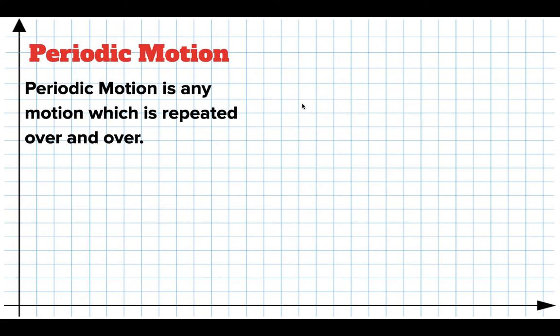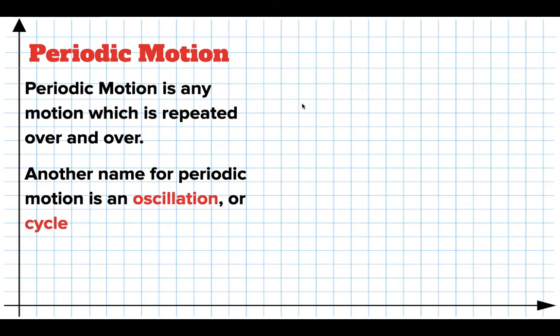Maybe you're pacing in your house back and forth, that's periodic motion. Okay? Another name for periodic motion is sometimes a cycle or an oscillation. So you may have heard that. If you've worked with cars, you may know we have a 4-cycle engine. That means there's 4 steps in the motion and then it repeats itself over and over and over again. So a cycle, an oscillation, or periodic motion all mean the same thing. It's anytime motion repeats itself.